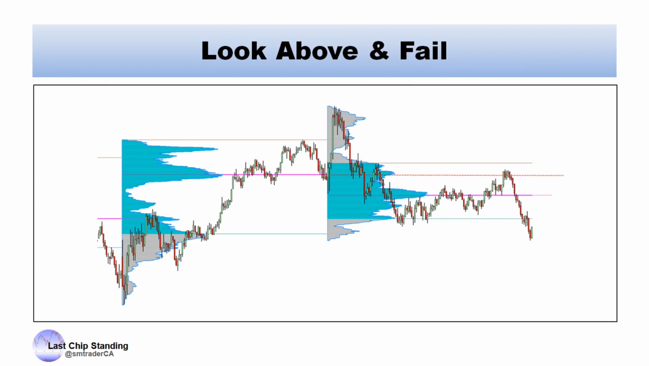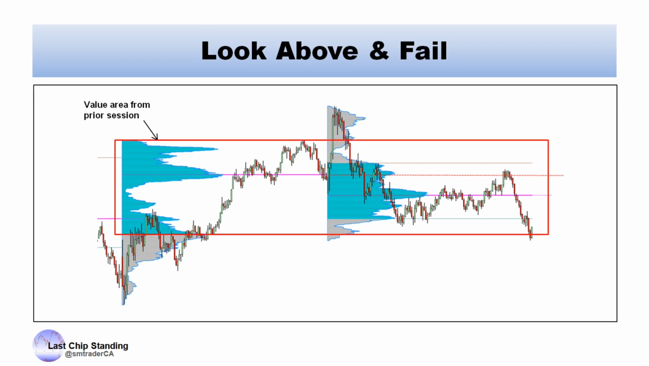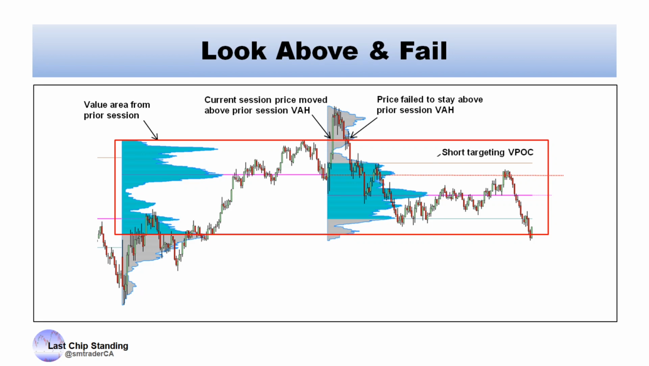Starting with the outside in, short setup, the look above and fail. Here is the prior session value area. And here we see the current session price move above the previous value area high. Then the price dipped back inside the previous value area, and that's set up for a possible short. The initial target for this short is the VPOC. And the previous session value area low could be the secondary target or the target for the runner.